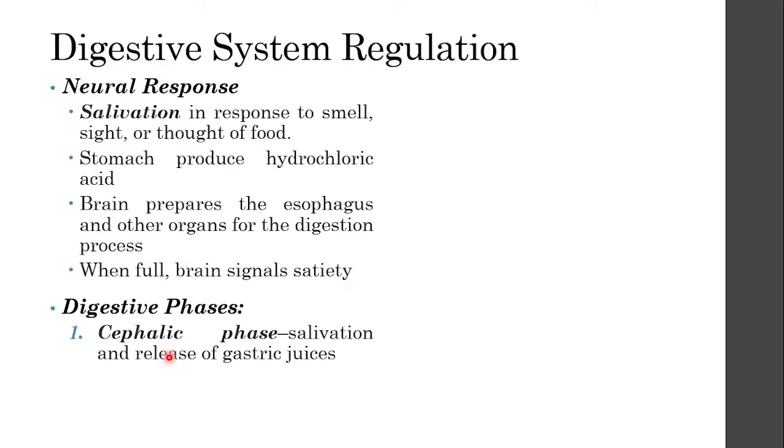The first one is called the cephalic phase. This is the salivation phase, and this is the time where your salivary glands release saliva and your stomach releases the gastric juices. And this cephalic phase is actually signaled or stimulated by the neural system. So this is all about neurons.